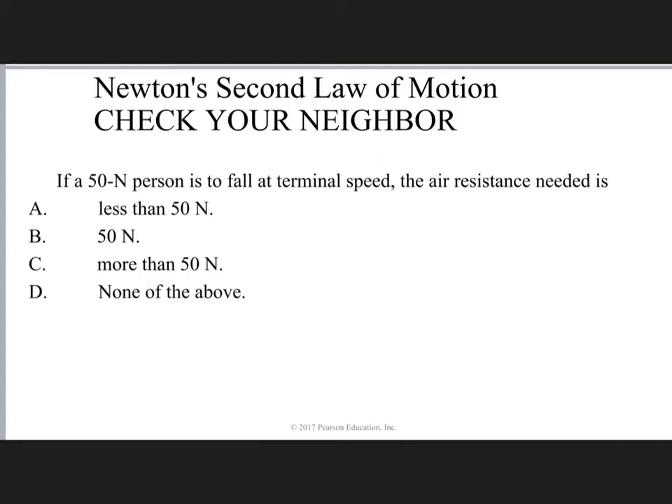So let's test our comprehension of this with a simple question. If a 50 Newton person is to fall at terminal speed, the air resistance needed is A, less than 50, B, 50, or C, more than 50, or D, none of the above. Okay, so in order for the person to be at terminal speed, the force of air resistance has to be the same as the force of the person's weight. And so if this person weighs 50 newtons, that has to be the force involved. And so the answer is that 50 newtons is what the air resistance needs to be to make a 50 Newton person be at their terminal velocity.